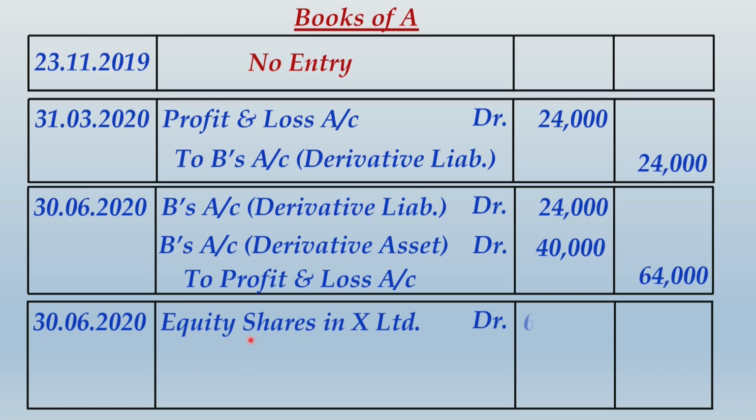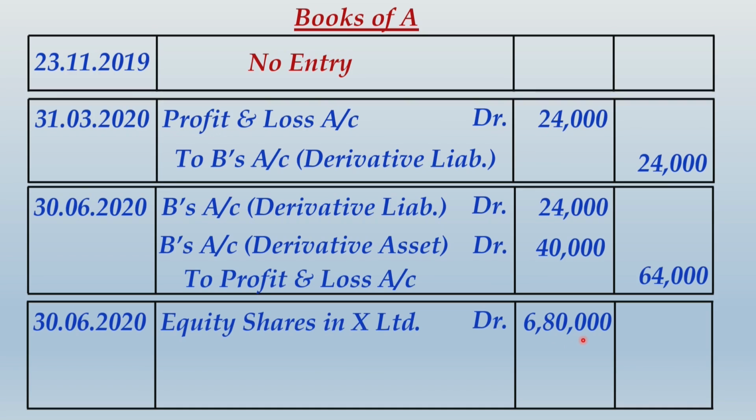It is very simple. Equity shares in X Limited debit, that is 6,80,000. How we got 6,80,000? These are investments, or these are financial assets classified under FVTPL category. Because a settlement date accounting is followed, it is at the settlement date that A has recognized these shares in X Limited. At this date, there were 4,000 shares, and each share had a fair value of rupees 170. 4,000 into 170 would give you 6,80,000.